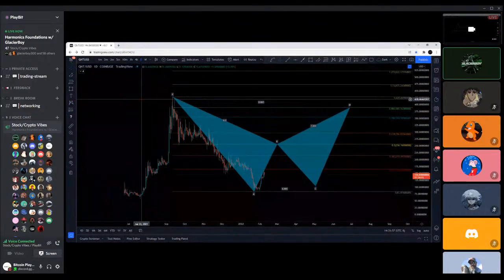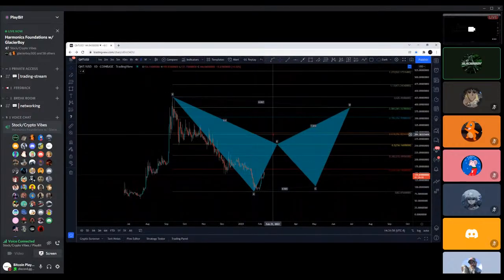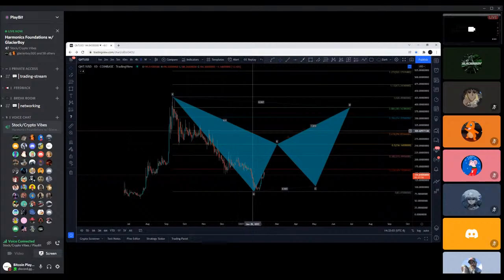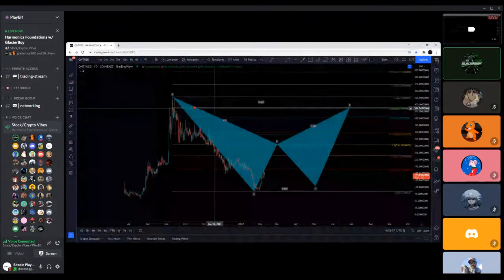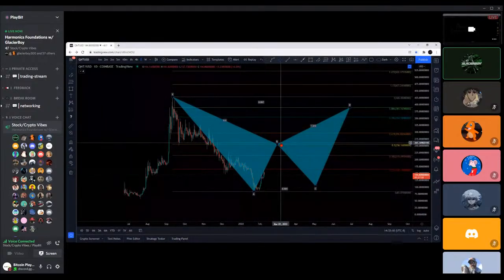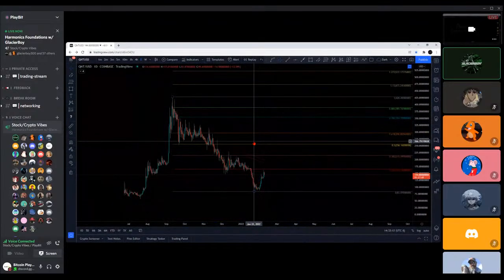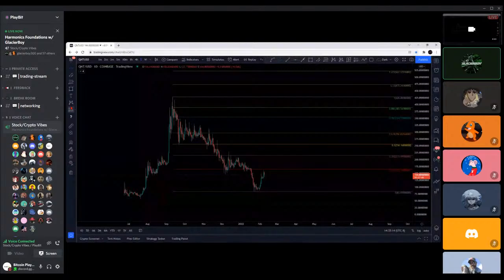And the reason why this is all aligning is because of the 50% retrace, right? Come back down, the C to D leg, and then this is where you would want to be selling. It's always funny how the whole market is made up of M's and W's, because I'm always looking for the next one.